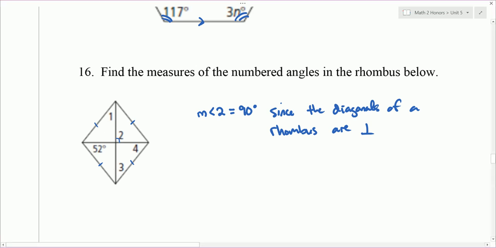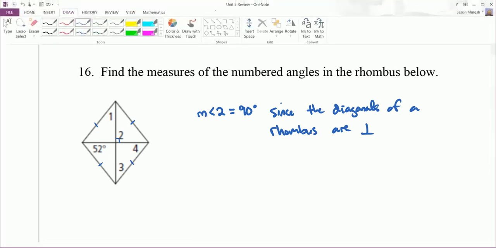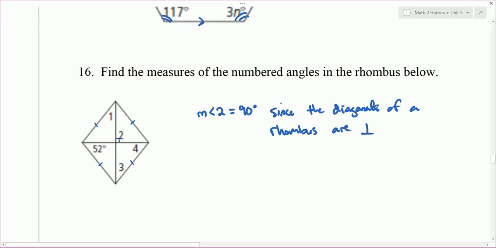Okay, also, if we look at the left side of this rhombus, that triangle, it's an isosceles triangle, so we know the base angles are the same. And we also know the diagonals bisect the angles, so this is also 52.